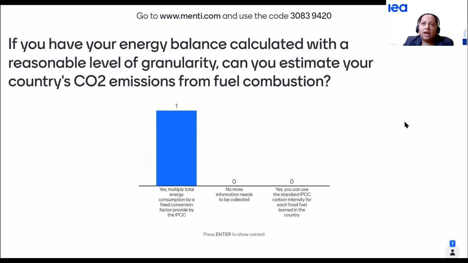And the question is, if you have your energy balance constructed with a reasonable level of granularity, can you estimate your country's CO2 emissions from fuel combustion? You have three possible answers. Yes, you just multiply the total energy consumption by a fixed conversion factor provided by the IPCC. No, you need more information. Or yes, you can use the standard IPCC carbon intensity for each fossil fuel burned in the country. I'll give you some time to think about this.